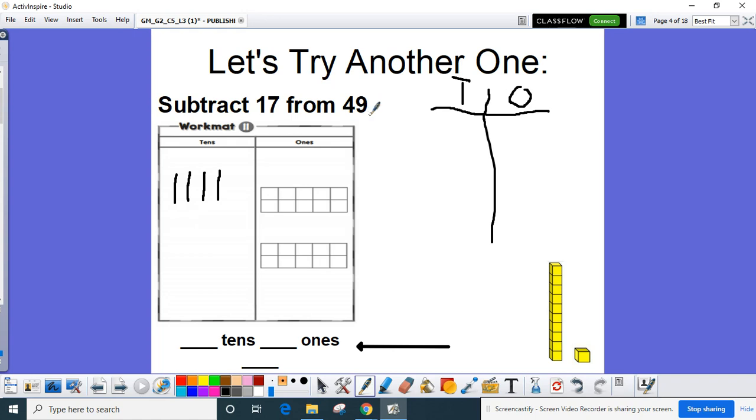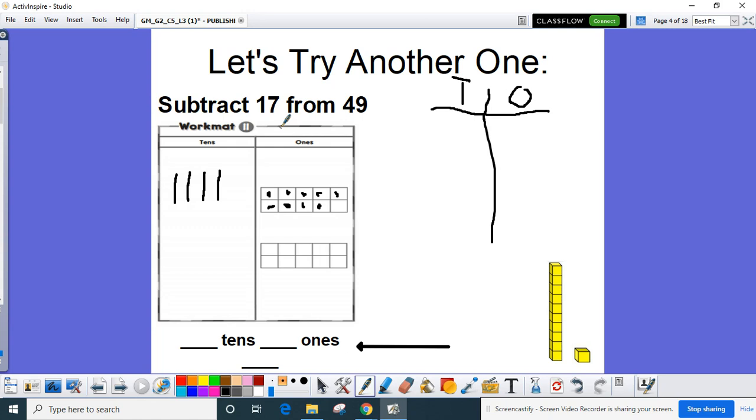Okay. Now, how many ones are in 49? 9. So you're going to draw a quick picture of 9 ones in the ones column. 1, 2, 3, 4, 5, 6, 7, 8, 9. Now, what number are we subtracting? Right, 17. So let's look at the number 17.